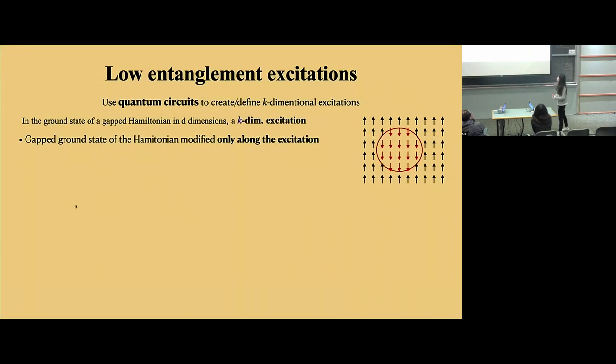That is only modified along these excitations. For example, in the Ising ferromagnet, I am allowed to change my coupling constant along this loop. Then this modified Hamiltonian will have this domain wall as the ground state. And then, okay, I have this way to create it. What's the equivalence class? What are two that are the same?